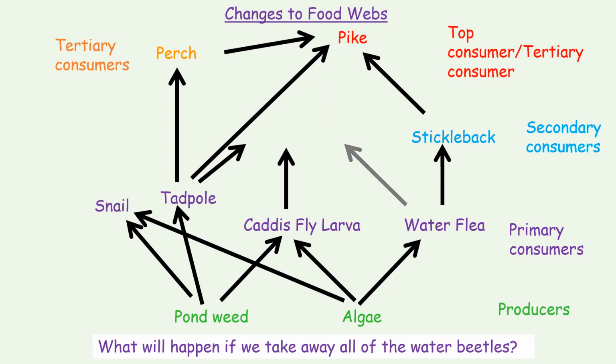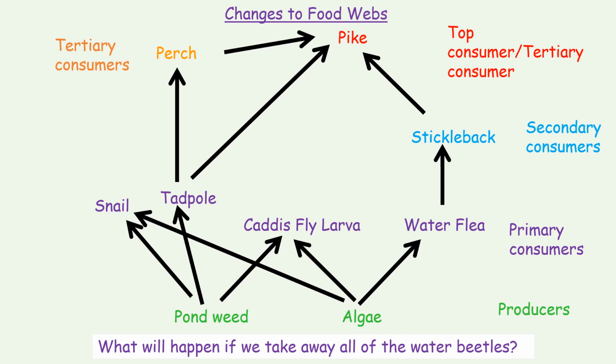Then your water flea, caddisfly larvae, and tadpole would likely increase because they've lost a predator, unless you argue that they will be eaten more by the perch and pike, so they stay the same. So as long as you can justify your answer and it makes sense, you will get your mark, but it's probably better to stick to increase or decrease and make it easier for yourself.